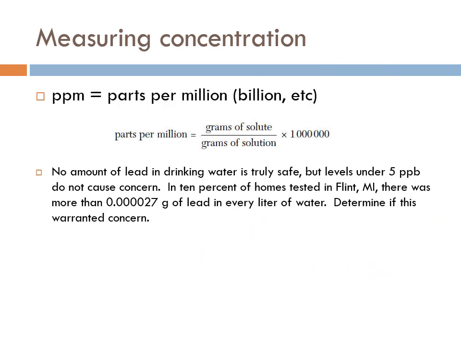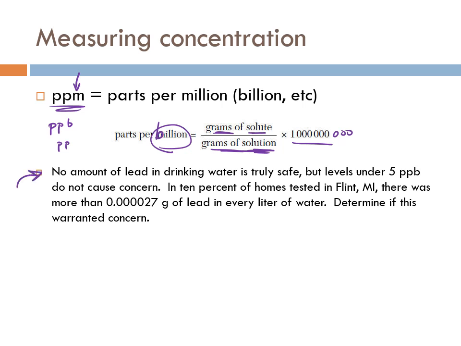Another way that we can measure concentration is with parts per million, or I could make parts per billion or parts per trillion, whatever we wanted to throw in there. So basically we're just looking at how many grams of the solute, so I don't have to convert to moles, divided by grams of this whole solution, and then if it's parts per million, I multiply by a million. If it's parts per billion, then I would multiply by a billion. You get the hint. So let's look at this practice problem together.